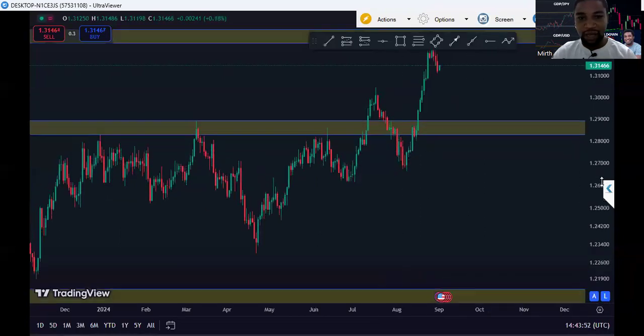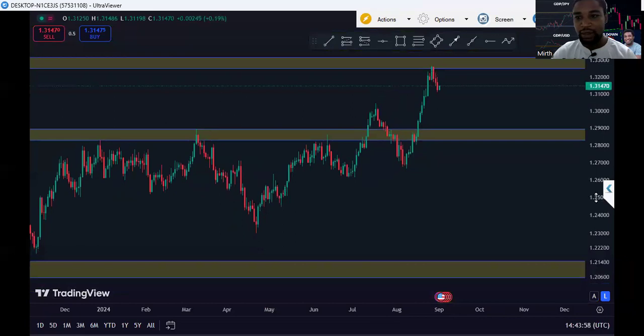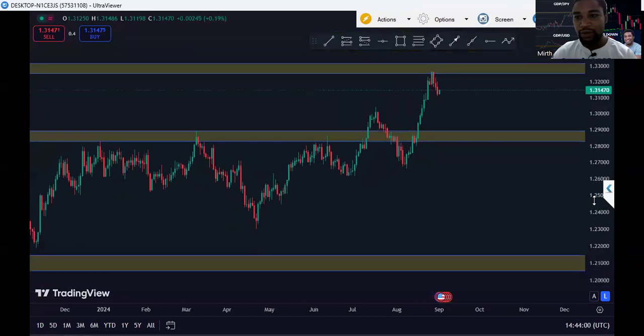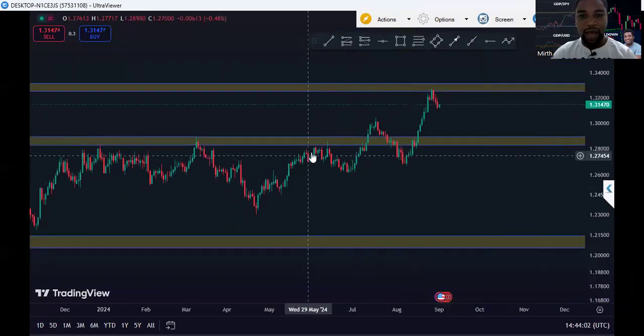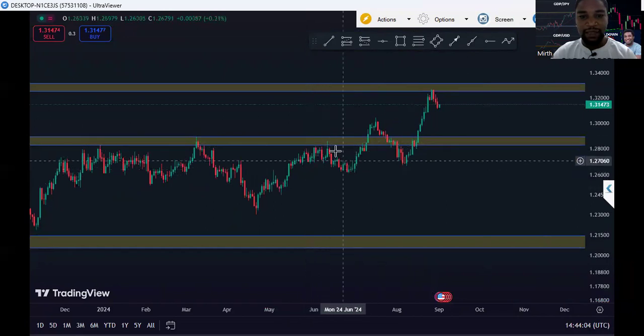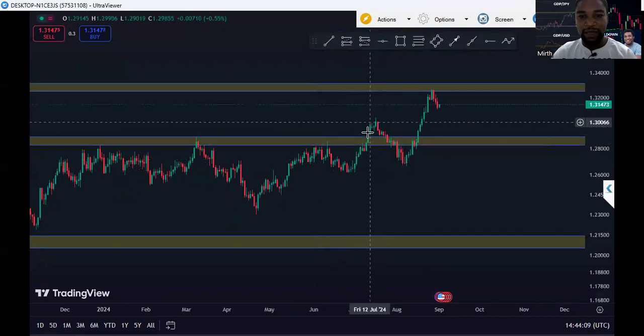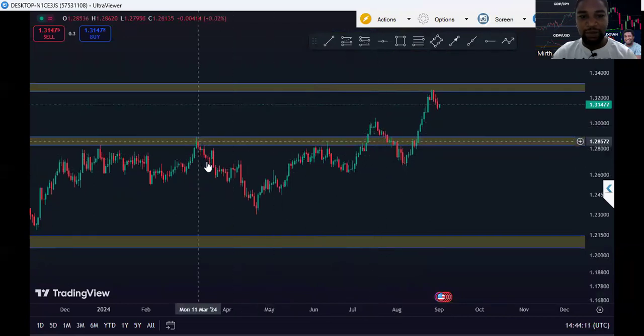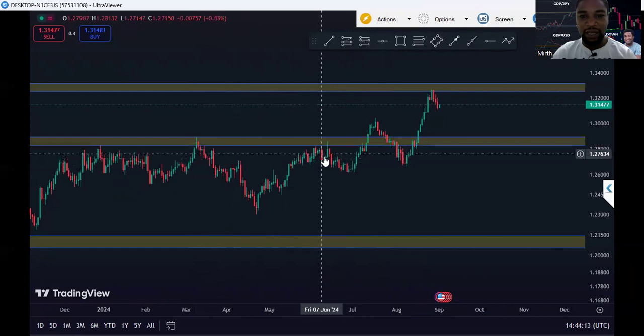So I'm going to be careful. This is what I'm looking at here on the daily time frame. So I'm either expecting this pullback, or I'm expecting this pullback, or I'm expecting this pullback. You see, I'm going to take note of this pullback.